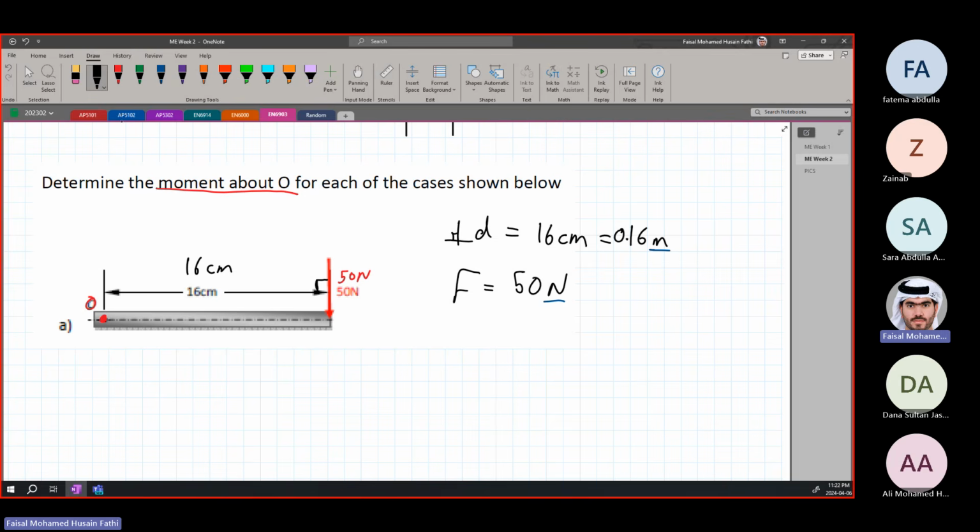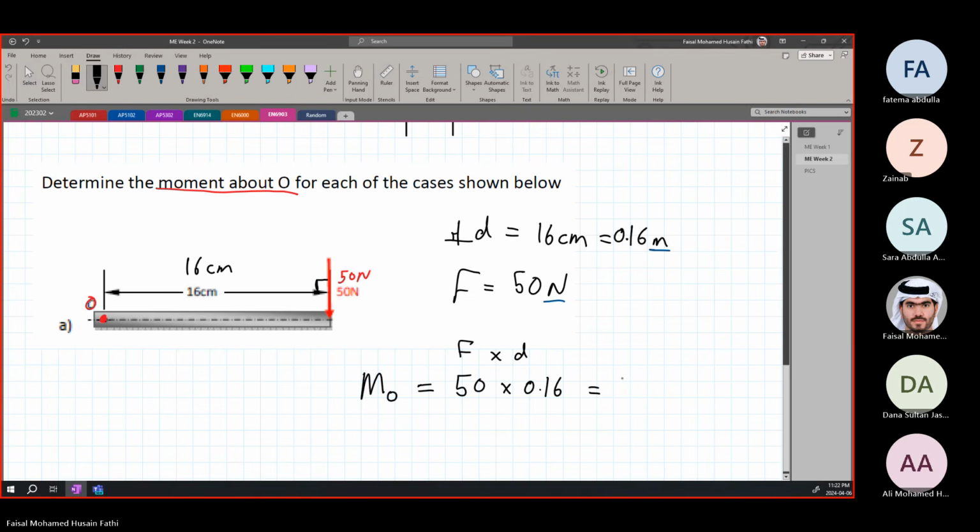So the moment about O, the proper way of writing this is we will write the moment and then we will write a subscript of O, because it means the moment around O is equal to 50 times, this is the force, F times perpendicular distance. All right, so 50 times 0.16, which is simply just equal to 8 Newton meters. All right.